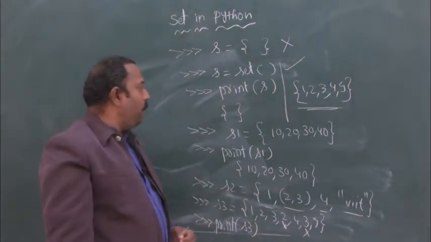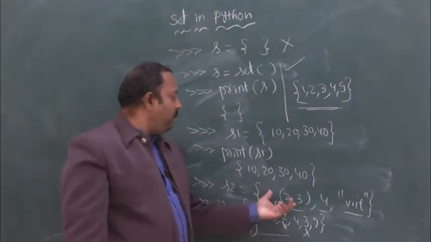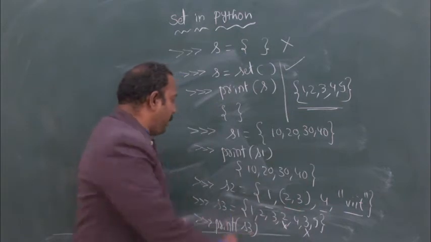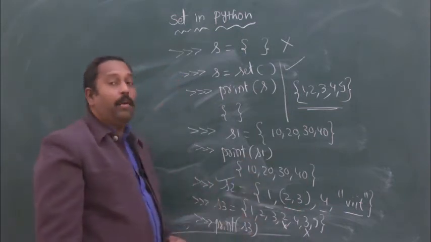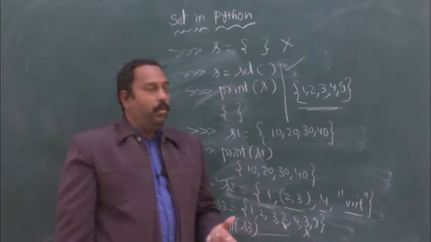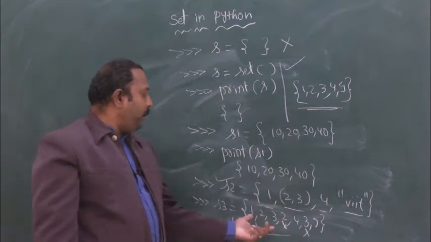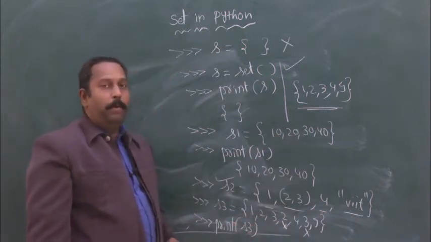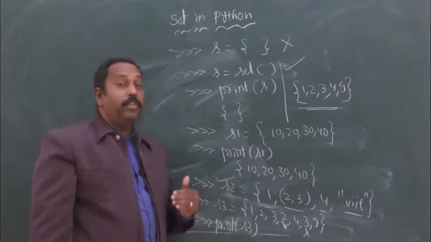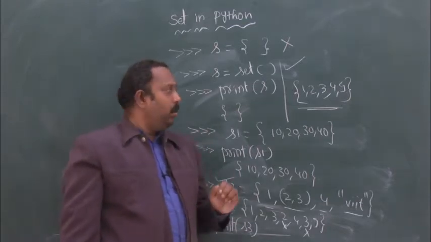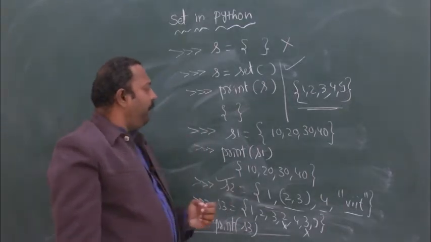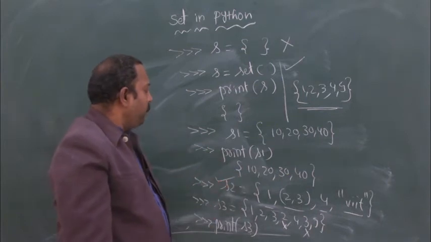So 2 points we have discussed here. One is it is a collection of heterogeneous items. Yes, it is allowed, and it does not allow duplicates. So if you represent duplicates, they will be removed if you print the set with duplicate values. Okay, so this is a way of creating a set in Python.